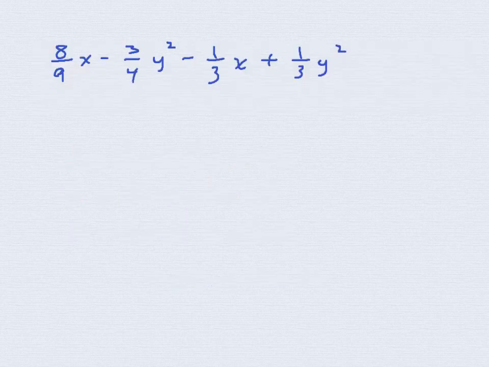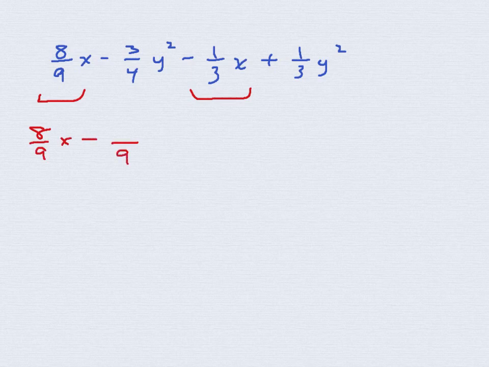Okay, moving on. The instructions say to combine the like terms. Well, if we're going to combine the like terms, we've got to know what's the same. We have an x term and an x term. We have a y squared term and a y squared term. So now I'm going to put them together. I'm going to use my fraction skills. So 8 over 9. Now I'm going to take away from that 1 over 3. I'm going to change it to a common denominator. So it's going to become 3 over 9. And those two terms are alike. They can be dealt with.